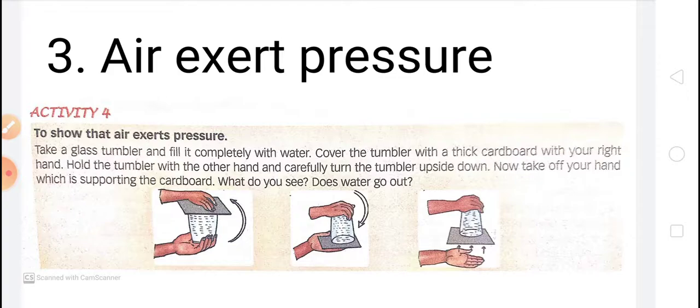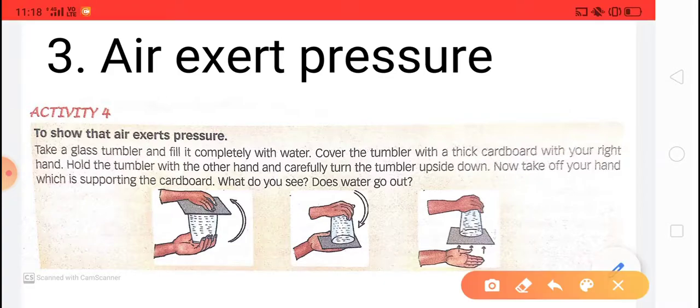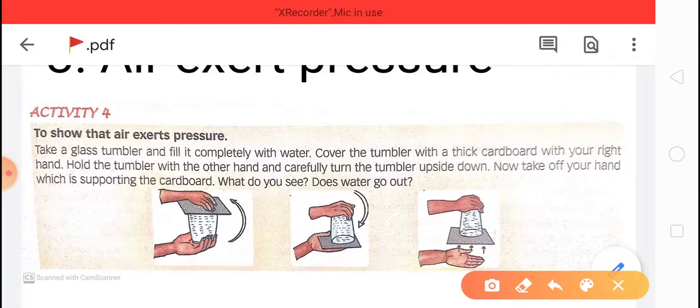Children, for that you have to take a glass tumbler and fill it completely with water. Okay, and cover the tumbler with thick cardboard with your right hand. You can see in the picture how it is showing. You have to take one glass tumbler and cover it with cardboard. Okay, so with one hand you have to hold the glass tumbler, and with the other hand you have to cover the glass tumbler with thick cardboard. Okay, you can see here.